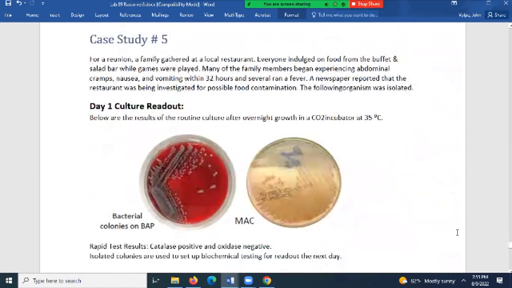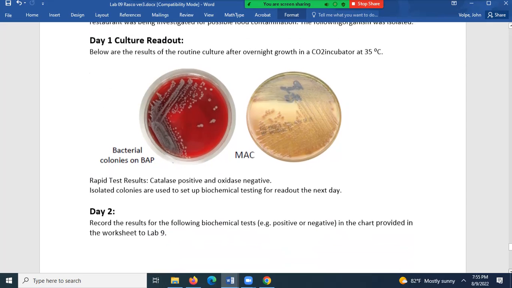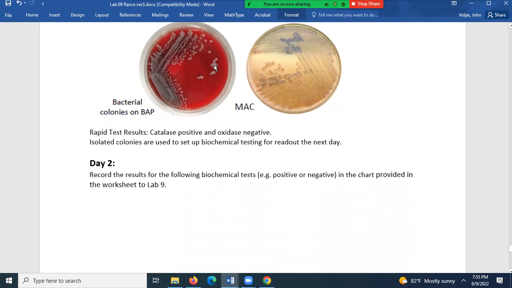All right, case study 5. There was a family reunion, and after the family reunion, many family members began experiencing abdominal cramps, nausea, and vomiting within 32 hours. Several ran a fever. They were tested, so the bacteria was isolated and grown on blood agar. Here you can see the bacteria growing on blood agar, and you can see hemolytic activity occurring.